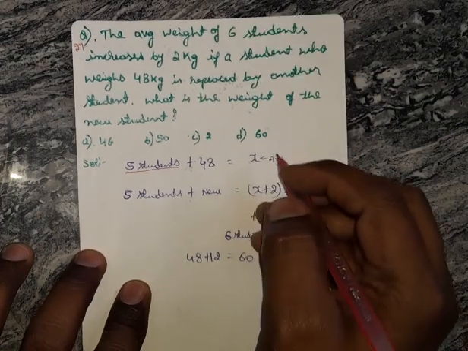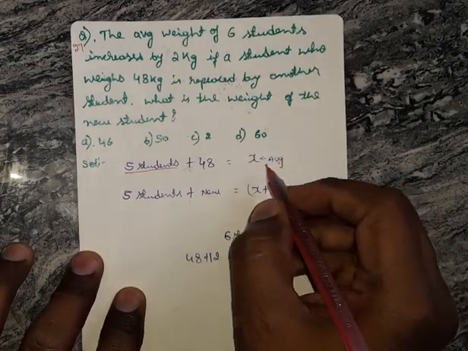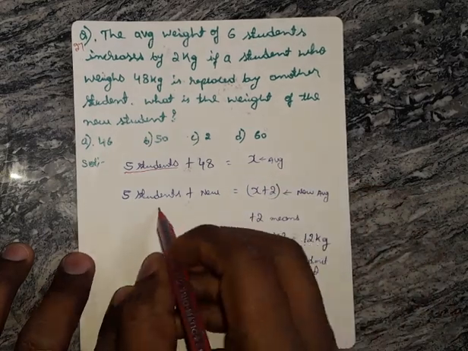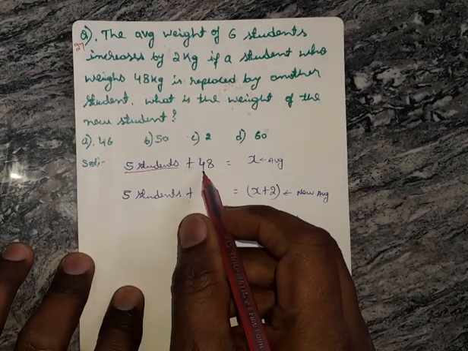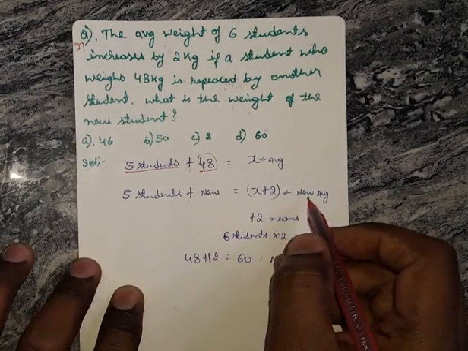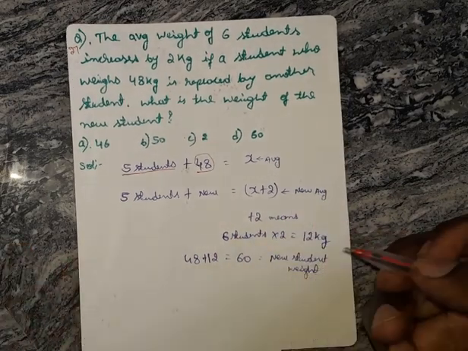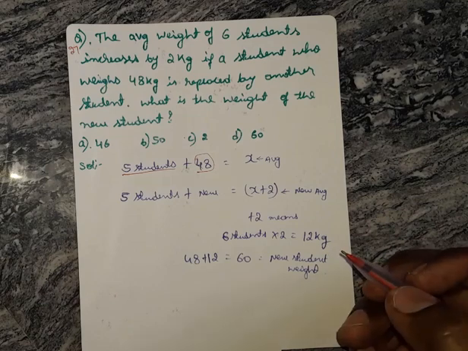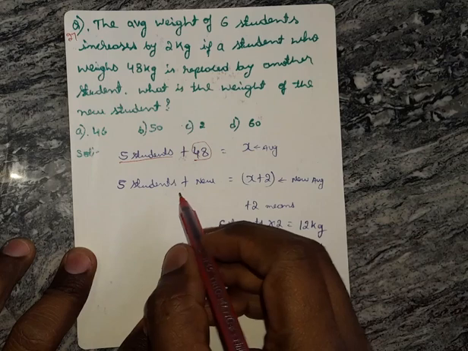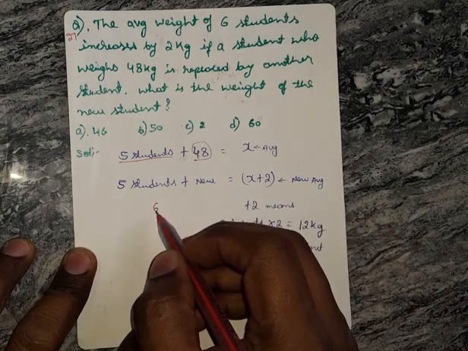Let x be the average. Now the new student replaces the 48 kg student, and the average is raised by 2 kg. Then a 2 kg rise means, there are a total of 6 students, right?